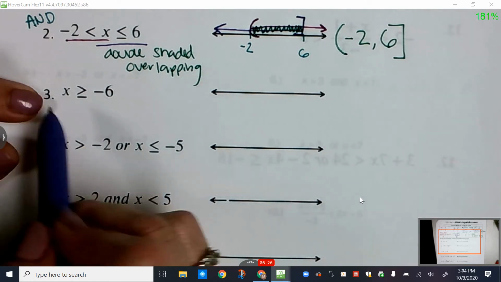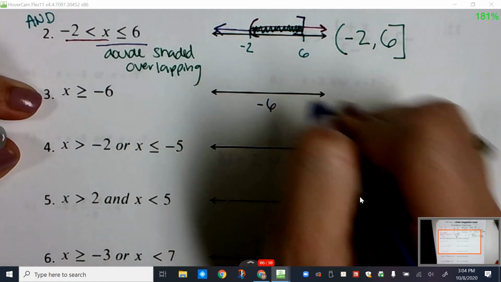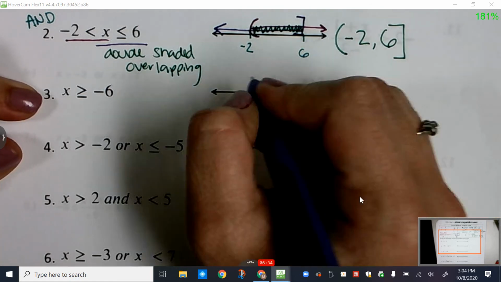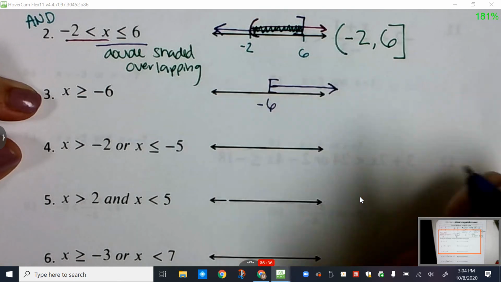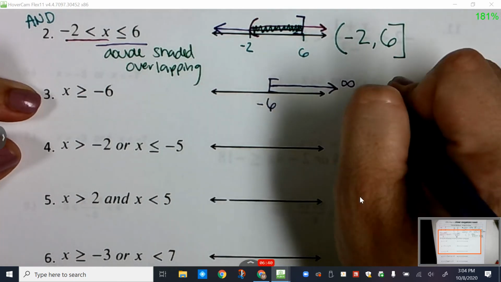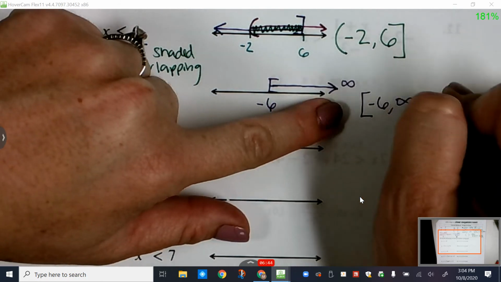Okay, so this one says x is greater than or equal to -6. So I'm going to put my -6 on my line. Greater is to the right. Equal to is a bracket. Okay, right is positive infinity. So I'm going to do bracket -6 infinity.